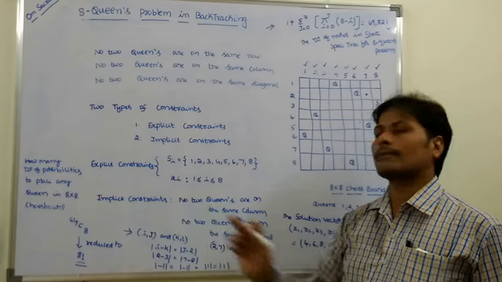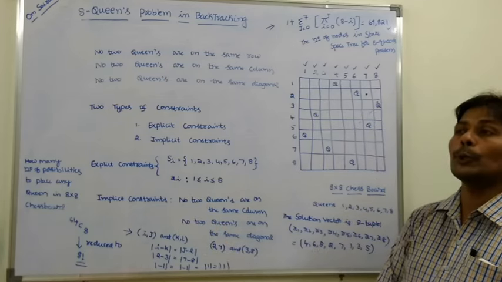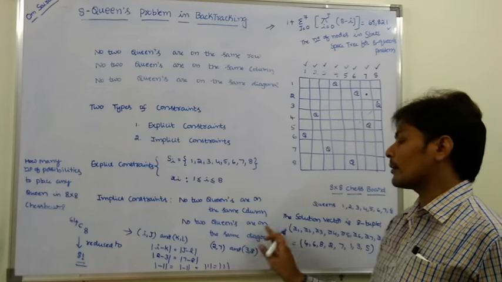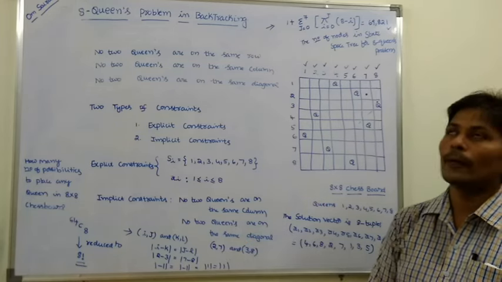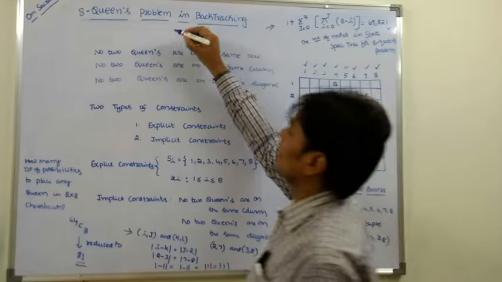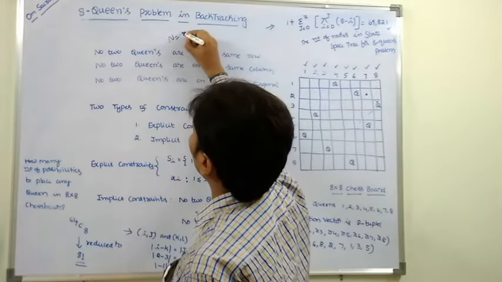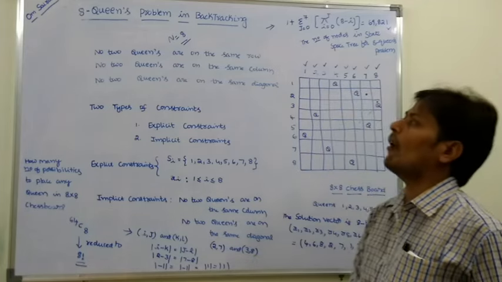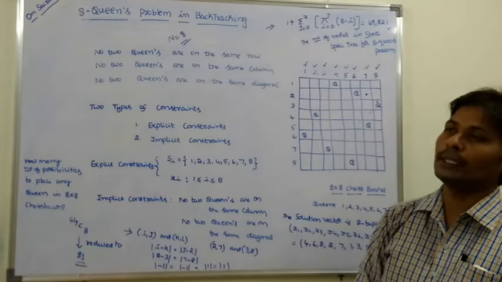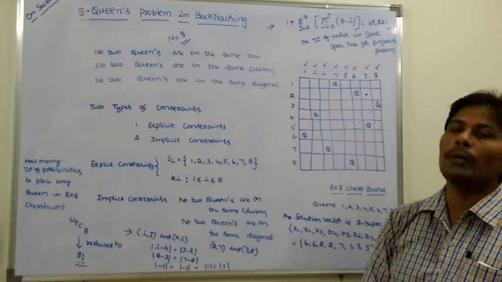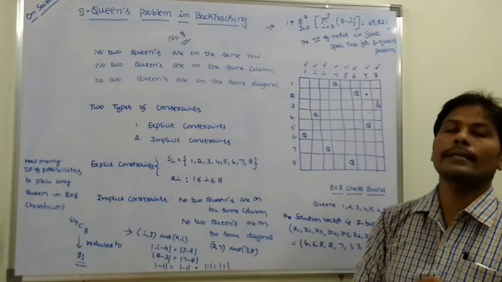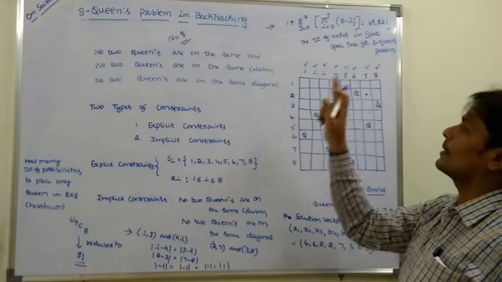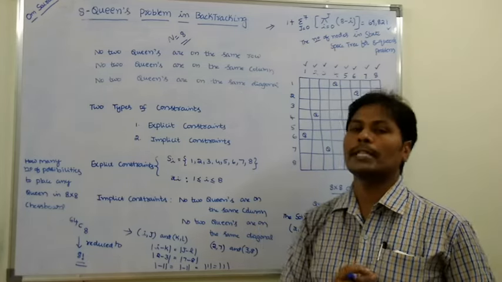Next, implicit constraints are nothing but that no two queens are on the same column and no two queens are on the same diagonal. Okay. So here n is equal to 8. Because of this, it is called the 8 queens problem. Actually, it is the n queens problem. Suppose we take n is equal to 8, it is the 8 queens problem. So this is the description about the 8 queens problem.